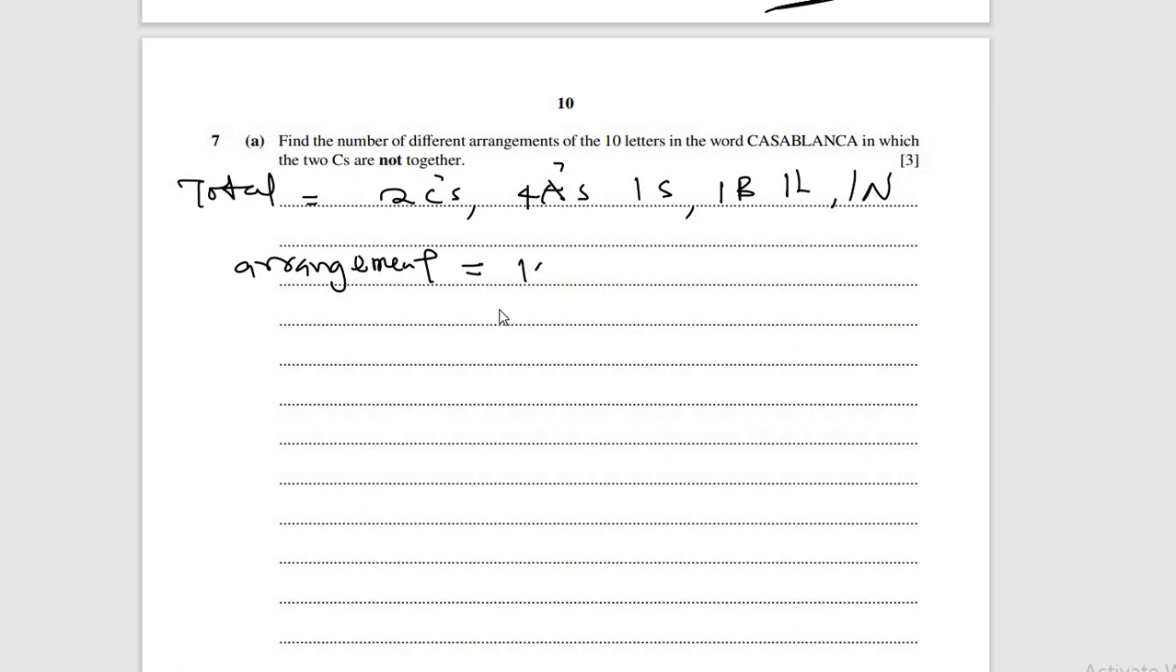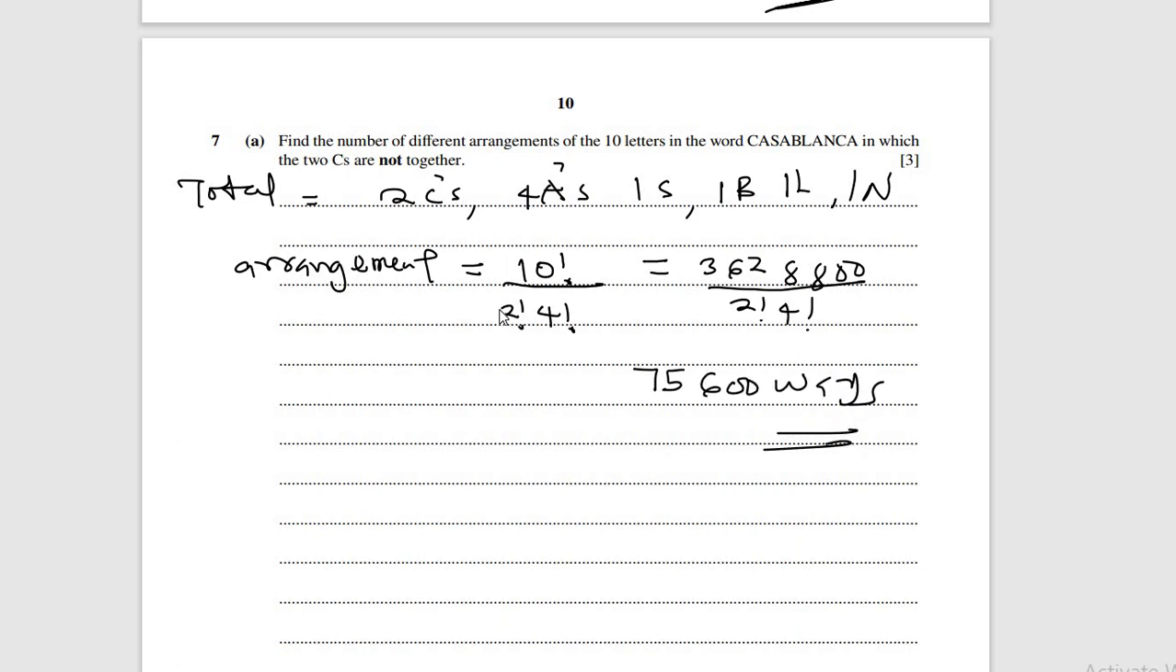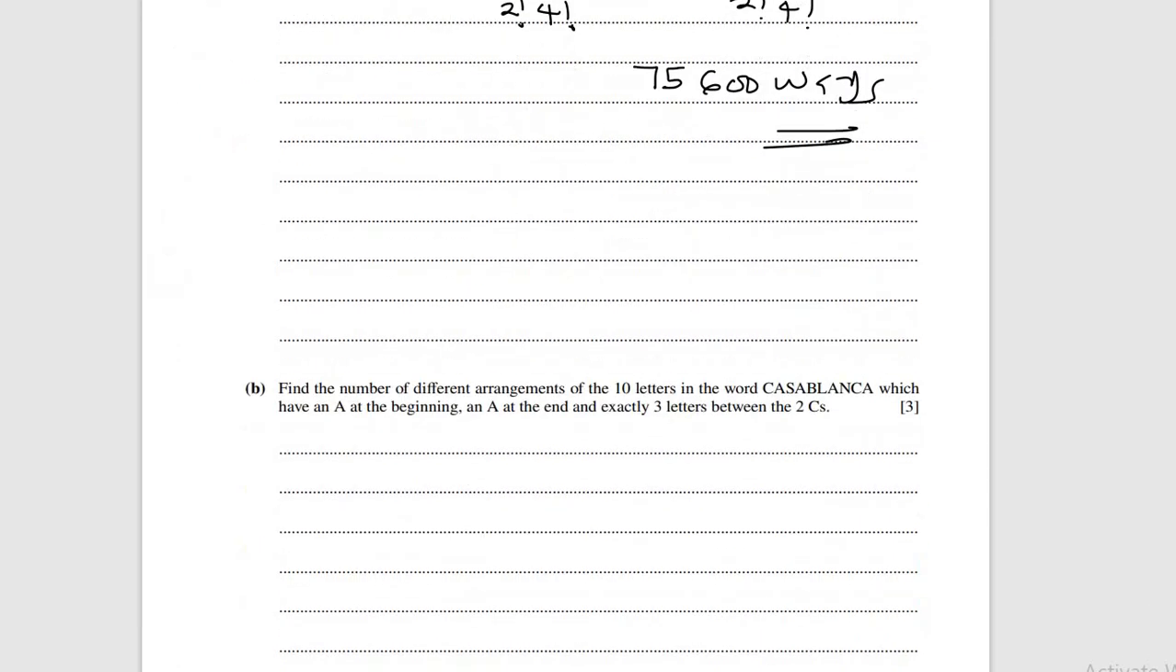Total of 10. So the arrangement will be 10 factorial, the total is 10. Repetition, 2 factorial and 4 factorial. So at the end of the day, 10 factorial gives 3628800 over 2 factorial, 4 factorial. When divided, the answer gives us 75600 ways. That's it. That's the arrangement.